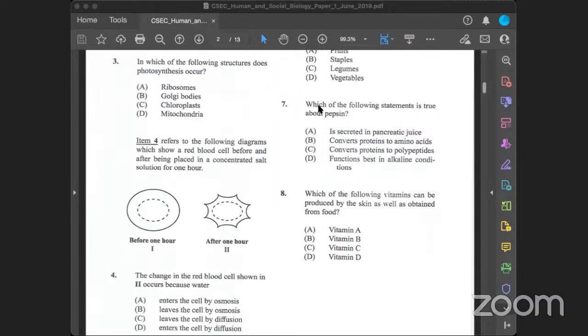8. Which of the following vitamins can be produced by the skin as well as obtained from food?